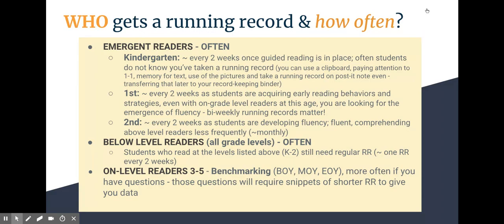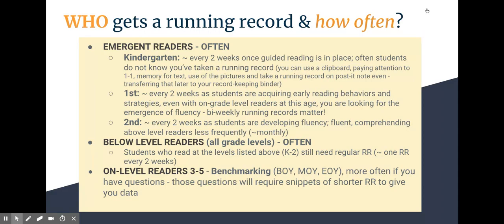I hear from kindergarten teachers all the time that running records will make their students nervous. And I gotta say, that doesn't actually fit my experience with taking running records with kindergarten students. Often students don't even know at this level that you've taken a running record. You can have your clipboard off to the side, paying attention to their one-on-one, to how well they point below text, to their memory for text, to their use of the pictures. And you can take a running record on a Post-it note even. You can also just pay attention to their reading and transfer those reading behaviors later to your record-keeping binder.